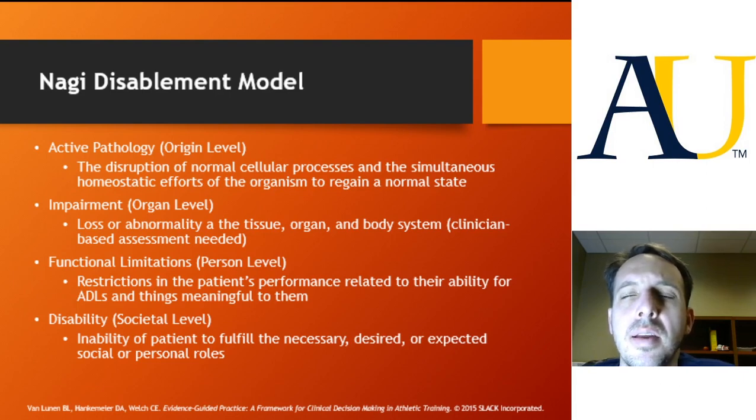Functional limitations are their inability to perform meaningful tasks that they would normally be able to perform prior to the condition. So similarly to the person level things, these are running, jumping, washing your hair, anything like that. And then finally, the disability model comes into play with this idea that because of these inabilities or functional limitations, they're unable to maintain some of their normal roles within their community.